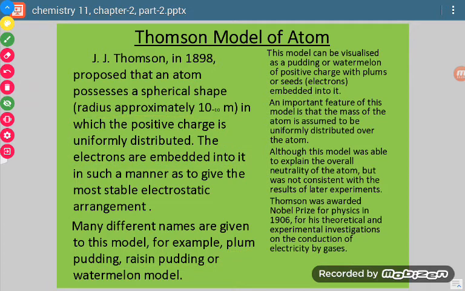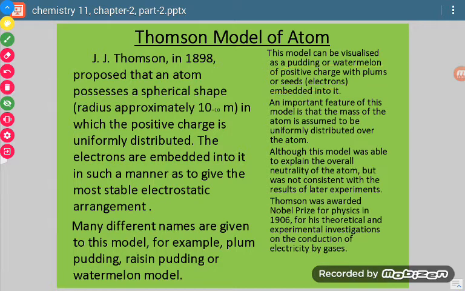Now this model is also called plum pudding model, or raisin pudding model. Just like in a sweet dish, that white portion represents the positive charge which is spread throughout, whereas the cashew nuts or whatever dry fruits we have kept in it represent electrons. So it is also termed as raisin pudding or plum pudding.